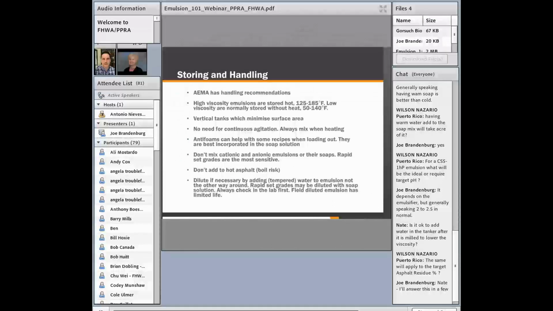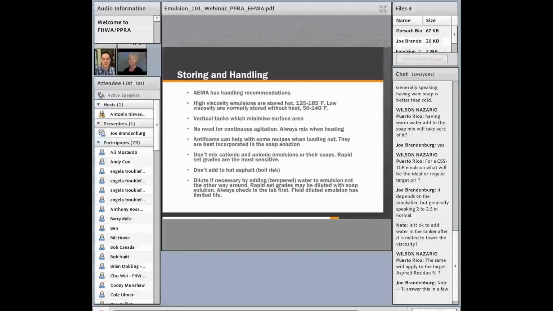Okay, so the last slide that we have is storing and handling of emulsions. Now, AEMA, they have recommendations that they've published within their basic emulsion guide. If you don't have this book, I'd recommend that you go on to aema.org and buy this book. It has a lot of useful information, not just on storage and handling, but just on emulsion basics, chemistry, manufacturing, applications, so on and so forth.